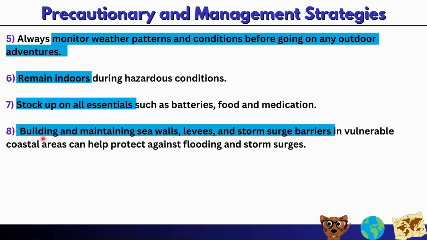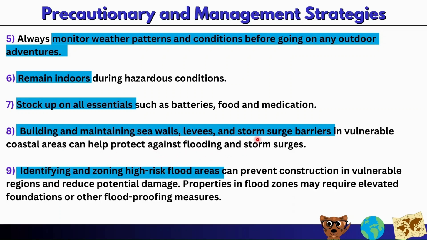Number 8. Building and maintaining sea walls, levees, and storm surge barriers in vulnerable coastal areas can help protect against flooding and storm surges. Now, number 9. Identifying and zoning high-risk flood areas can prevent construction in vulnerable regions and reduce potential damage. Properties in flood zones may require elevated foundations or other flood-proofing measures.